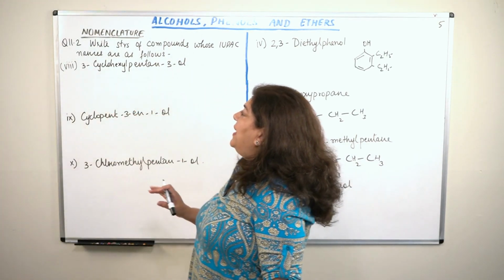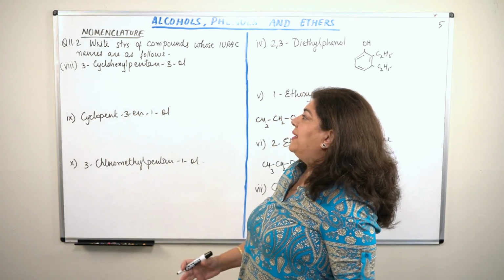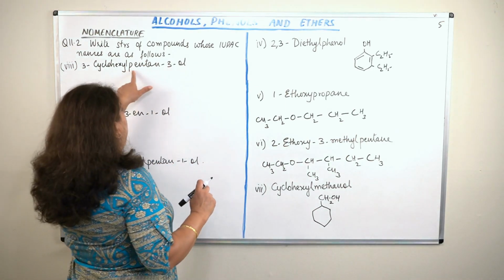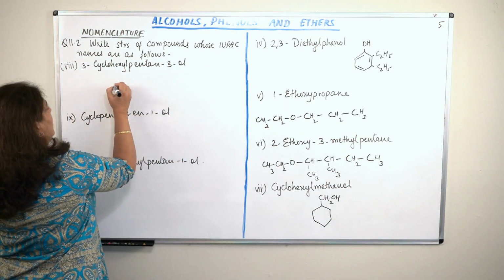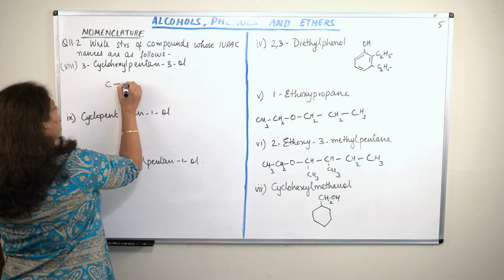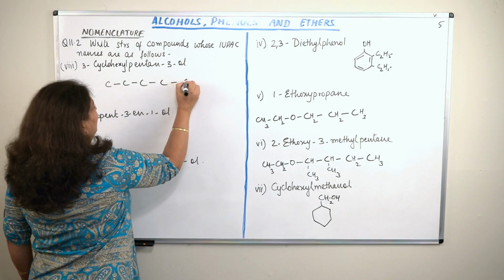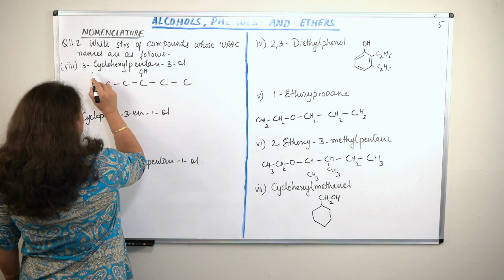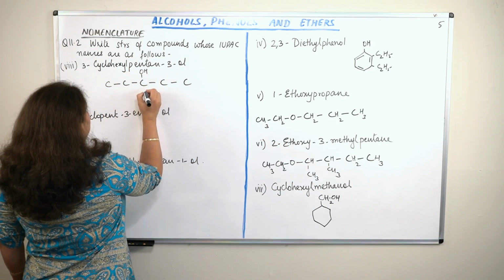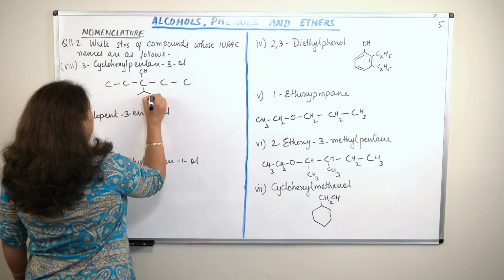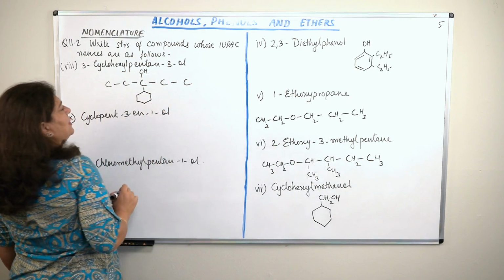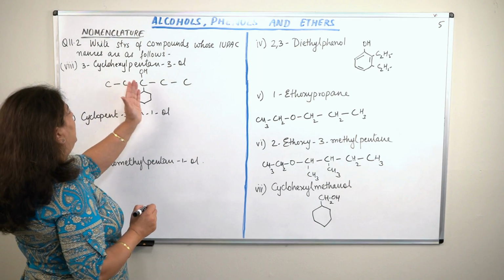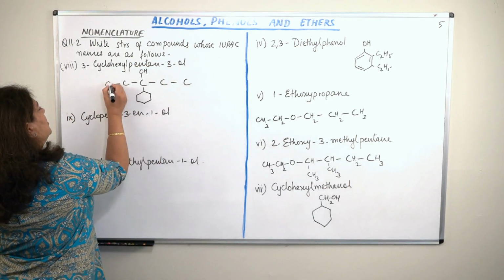The 8th compound is 3-cyclohexyl pentan-3-ol. So parent is pentane, 5 carbons. So 1, 2, 3, 4, 5 carbons. To the third carbon, OH is attached. And to the third carbon, cyclohexane has been attached. So this is cyclohexane, and the OH is also attached to the third carbon. Fill up the hydrogens.